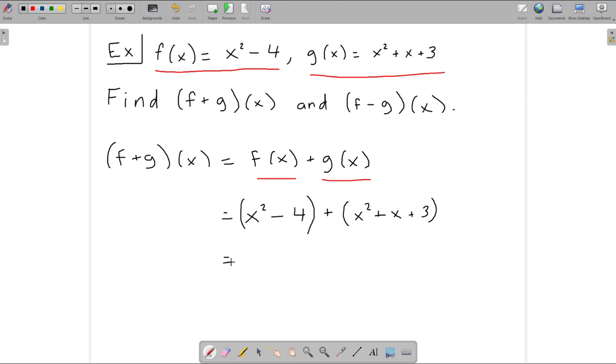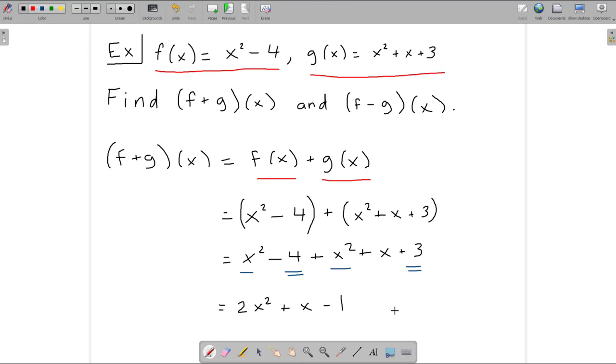So let's remove our parentheses and combine the like terms. Plus x squared plus x plus 3. And so I have like terms here, these x squareds, and these constant terms here. So let's simplify those. X squared plus x squared, I'm going to have 2x squared with this x here plus x, nothing to combine that with. And then I have minus 4 and plus 3, so that's going to give me minus 1, right?